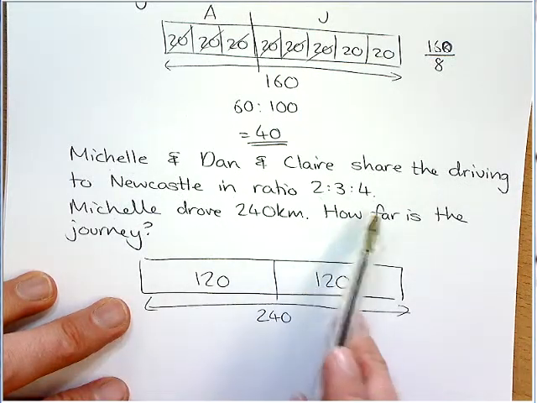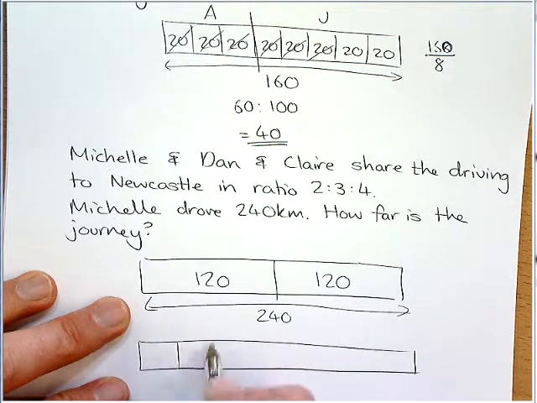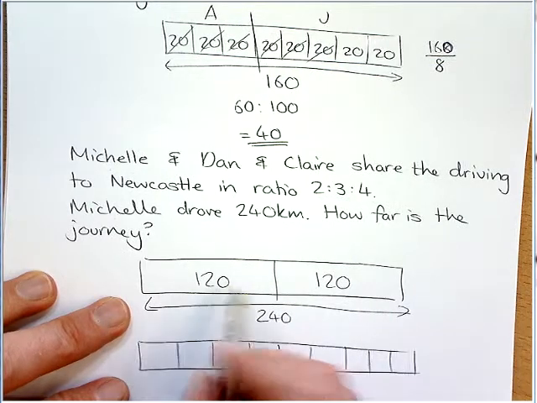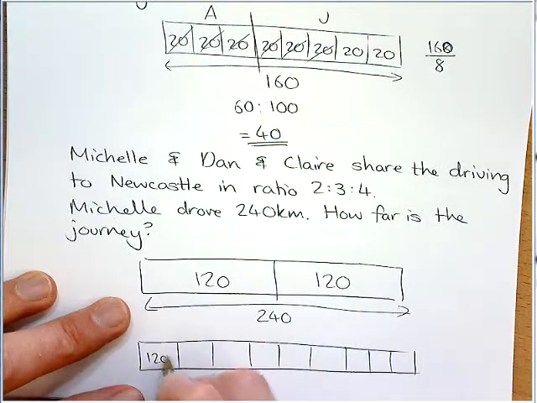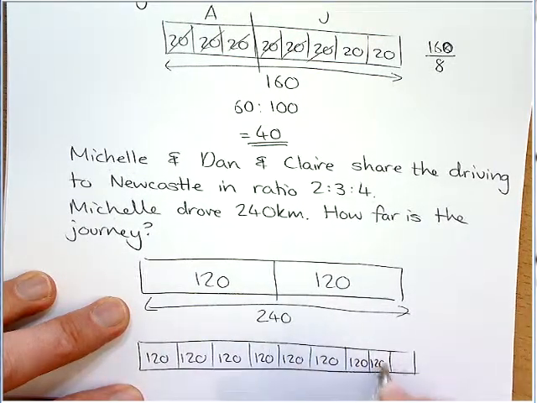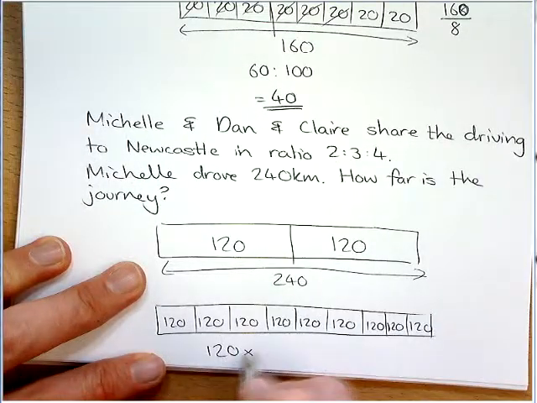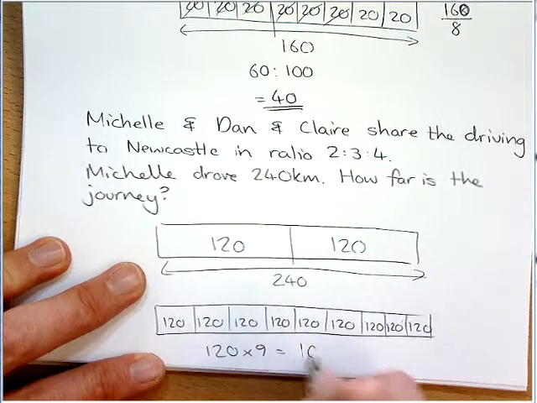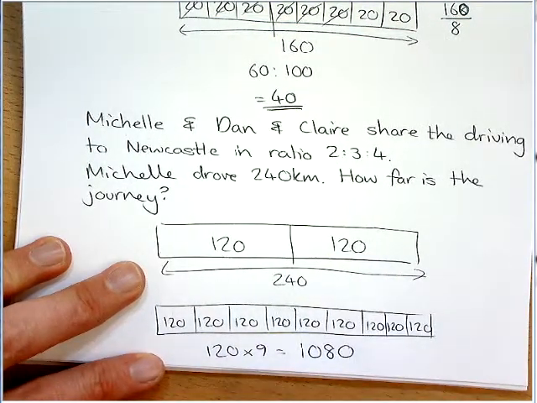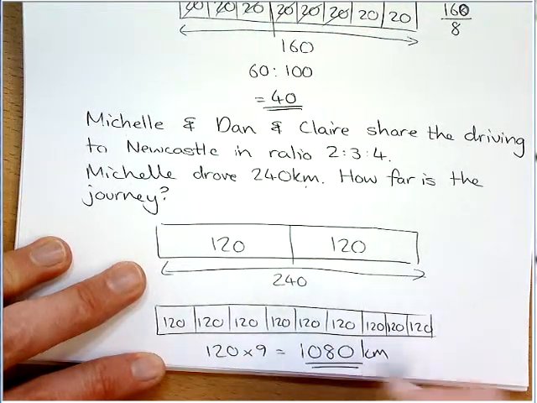So how far is the total journey? So the journey has 9 parts. 1, 2, 3, 4, 5, 6, 7, 8, 9. And if 1 part is worth 120, that's going to be in each of these. So 120 times 9 is basically the calculation that we have to do. Well, 12 9s are 108. Add the 0. Let's check the units. It says kilometres, so this is also going to be in kilometres.